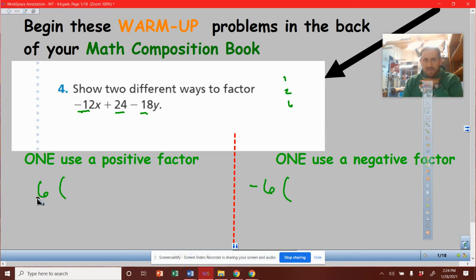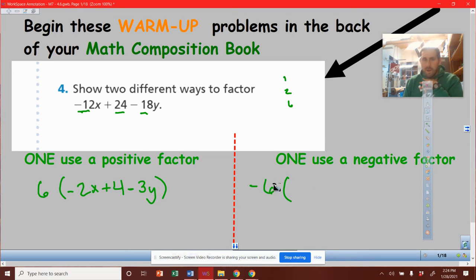So you're just kind of asking yourself, 6 times what will give me this negative 12x? That'd be a negative 2x. 6 times what will give me a positive 24? That'd be a positive 4. And 6 times what number would give me negative 18y? So that's a negative 3y.